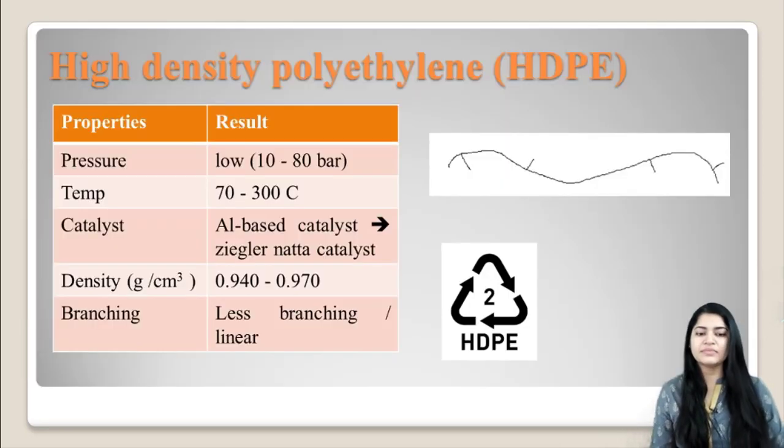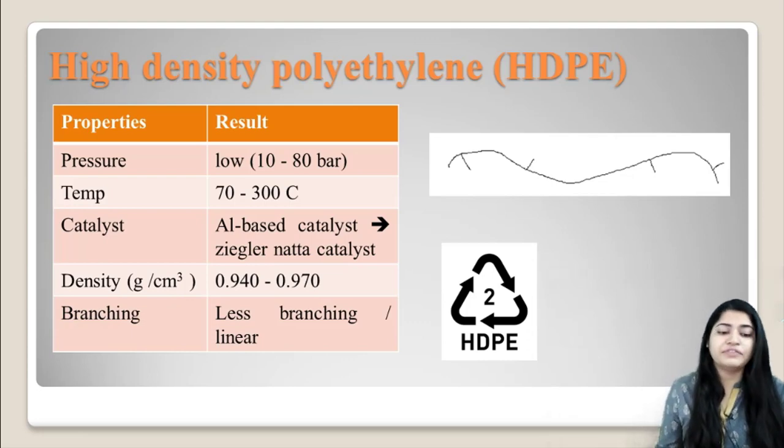LDPE. And next is your high density polythene. It is also called HDPE. Now, the properties are what? First of all, your process. This HDPE is carried out in low pressure conditions. The pressure here is about 10 to 80 bar. The temperature is again 70 to 300 degrees Celsius.